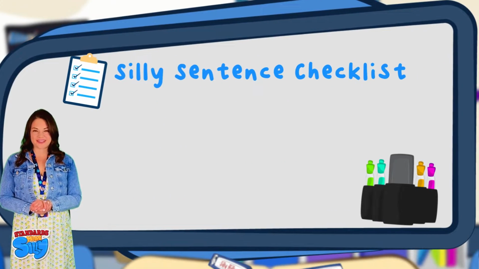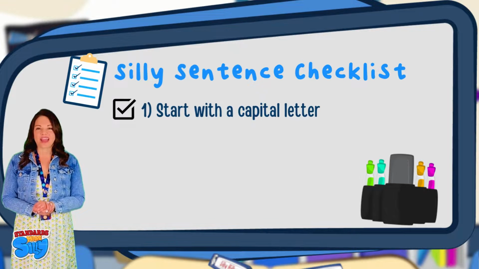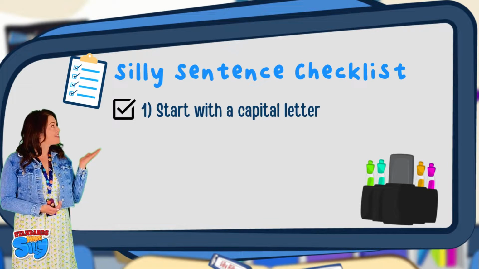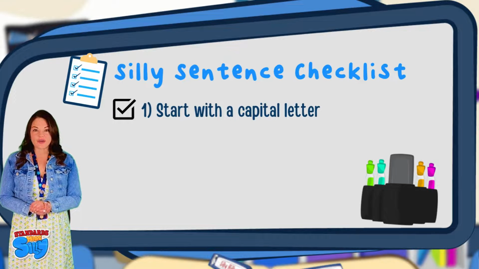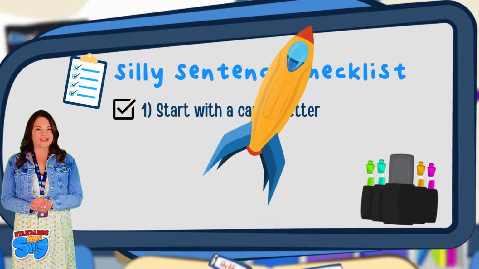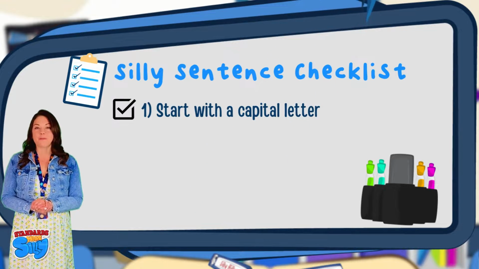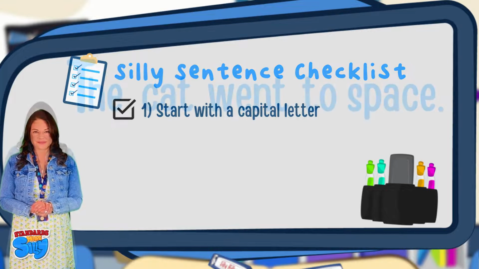Let's get started. Checklist item number 1. Start with a capital letter. All sentences need to start with a capital letter. Just like a rocket going to space, we need a strong start. I want to remind you, start with a big letter. What's that called? A capital letter.